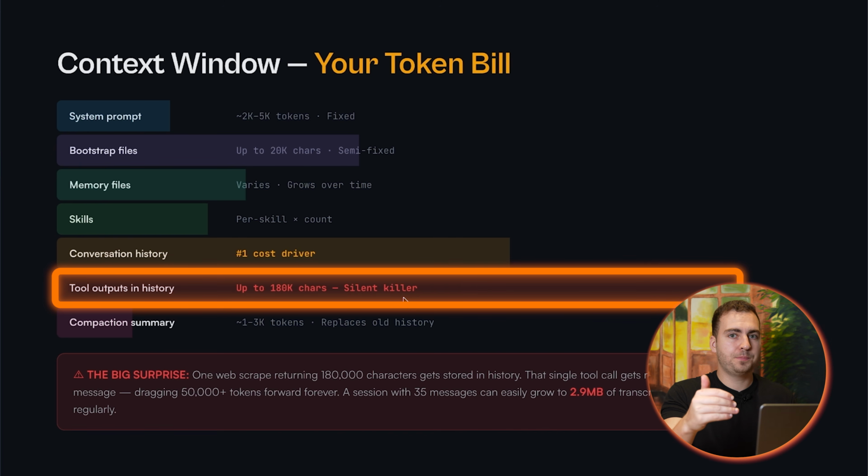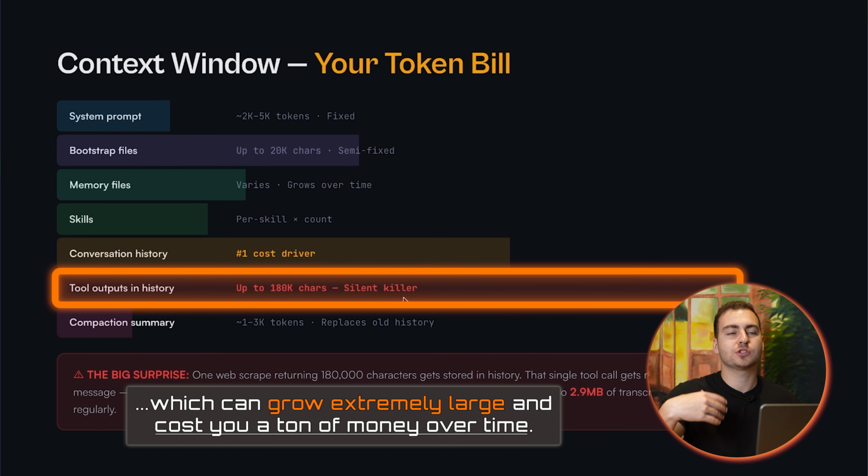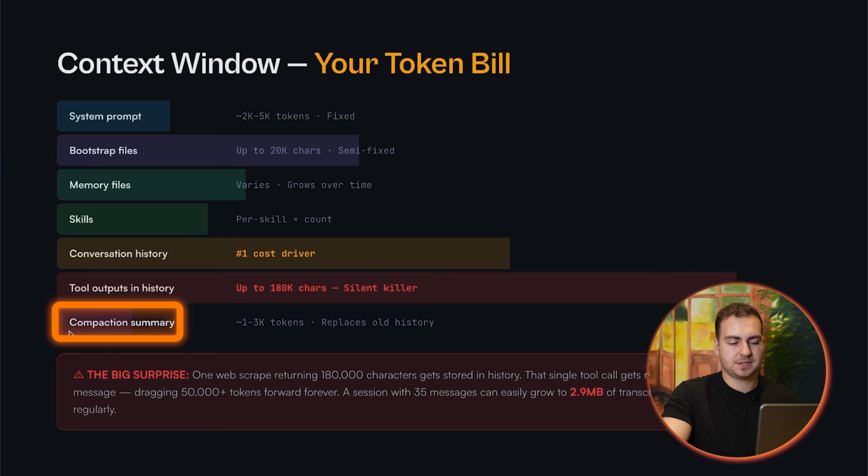And then we have tool outputs. Again, this is something that will happen in the session history, where if you call a tool and it does something, the result of that tool call gets passed into the LLM, which can grow extremely large and cost you a ton of money over time. And then last, compaction summary. We'll talk about compaction in a minute, but you can compact the session down when it starts getting too large and then add that in the context.